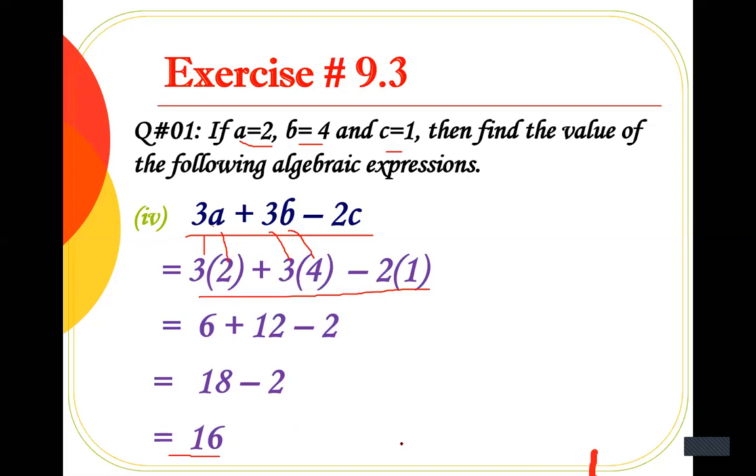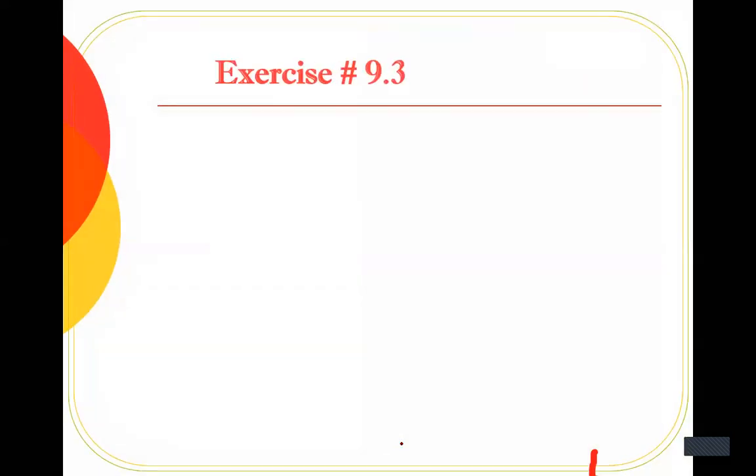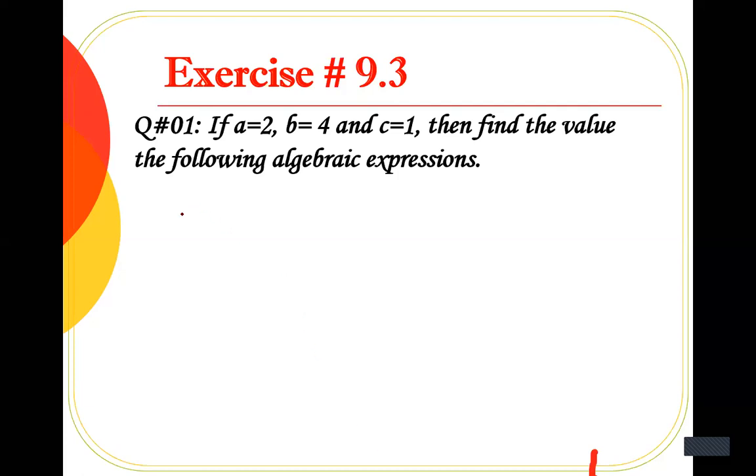Okay, now move on to the next question. Exercise number 9.3. Again you have the same question. A is equal to 2, B is equal to 4, and C is equal to 1. Then find the value of the following algebraic expressions. Simple. You have b cube minus c cube.